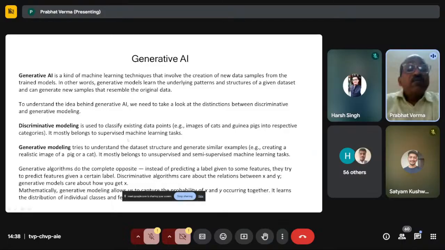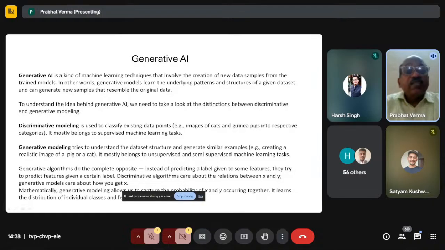So we have two types of models here. One is the discriminative model and the other is the generative model. The discriminative model is used to classify existing data points, for example, images of cats and pigs, and tell the difference. It mostly belongs to supervised machine learning tasks. And the generative model tries to understand the dataset structure and generate similar examples. So it mostly belongs to unsupervised and semi-supervised machine learning tasks.